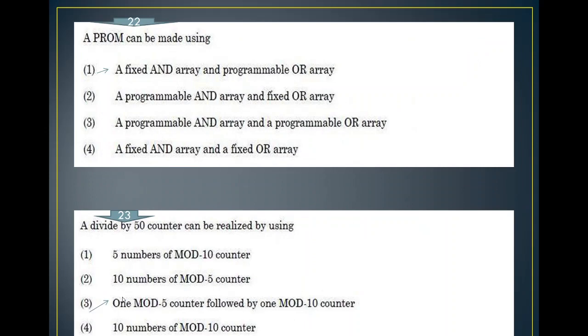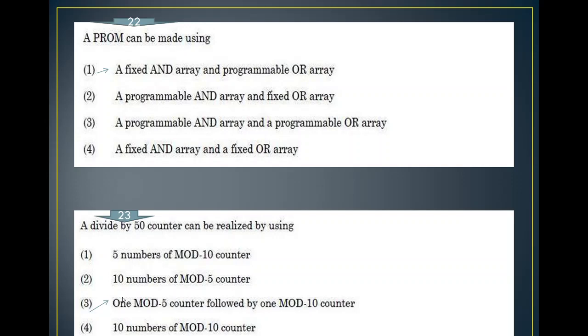Next question, question number 22. A PROM can be made using option A, first, a fixed AND array and programmable OR array. Option second, a programmable AND array and fixed OR array. Third, a programmable AND array and programmable OR array. And fourth, a fixed AND array and a fixed OR array. And the correct option is first, that is, a PROM can be made using a fixed AND array and a programmable OR array.